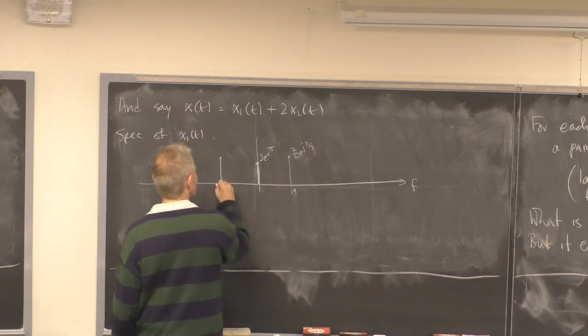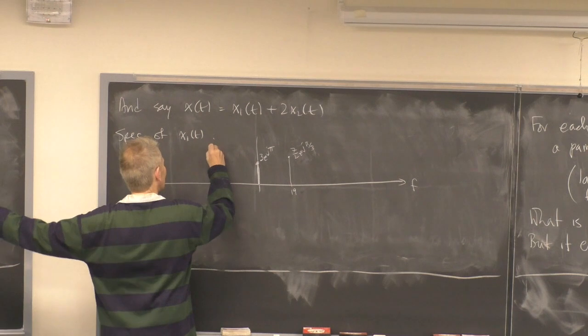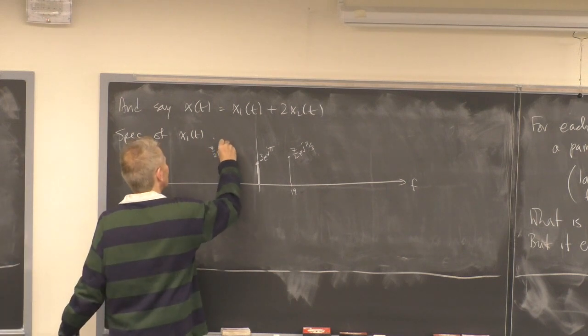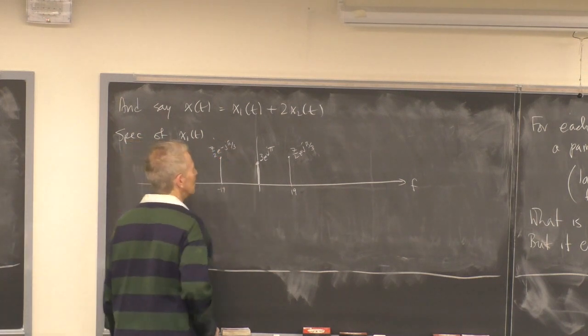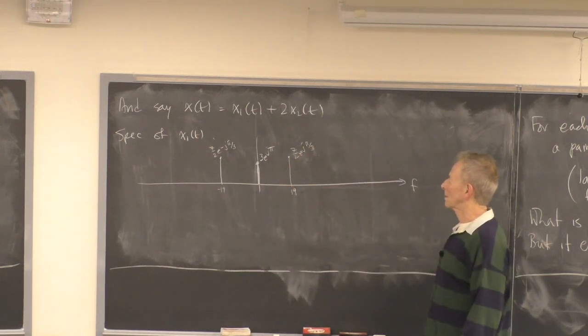And the one over here? 7 halves e to the negative j pi over 3. Yeah. Excellent. And finally, that's it for x1. What about x2?